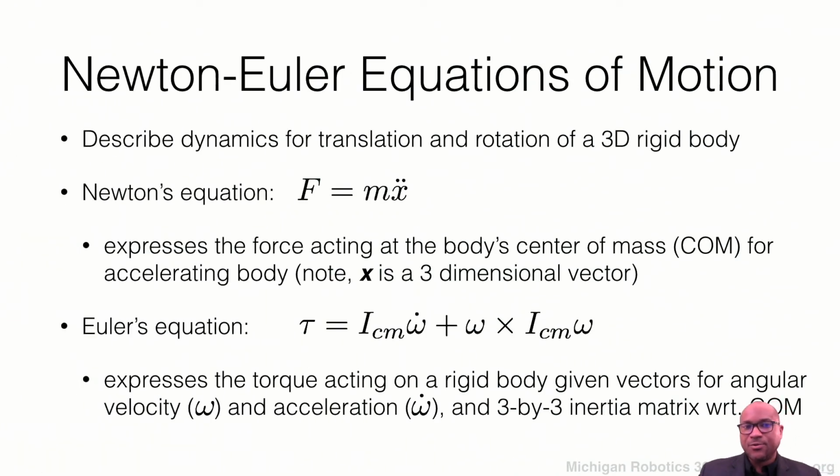But when we start to think about rigid bodies, then we have to have something more than just Newton's equation, which talks about the translational force that's acting on the body. We also have to complement that with Euler's equation, which talks about the dynamics with respect to orientation, in terms of the angular velocity omega and acceleration omega dot. Mass in this case has an analogy of inertia with respect to our center of mass right here. And so this leads us to the Newton-Euler equations of motion.